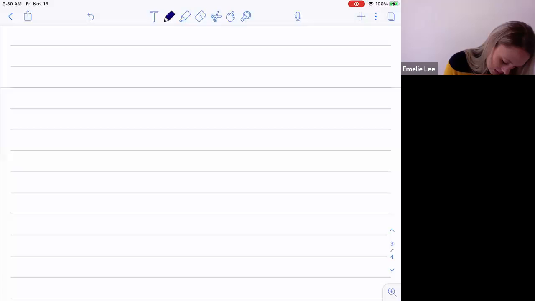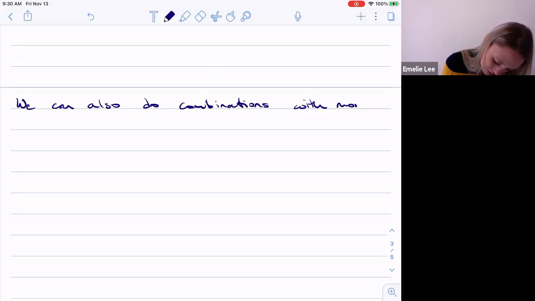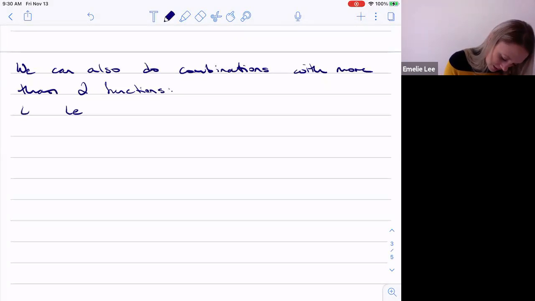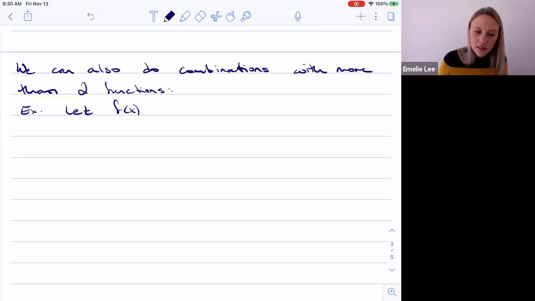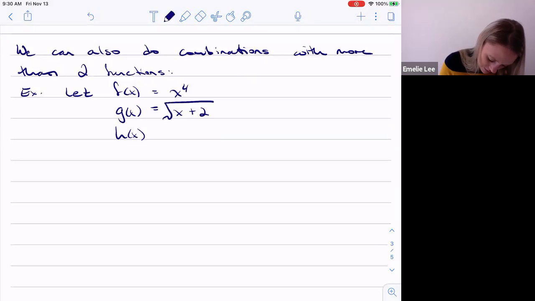So we can also do combinations with more than 2 functions. So if we call it an example, let f of x be x to the fourth. g of x is going to be the root of x plus 2, and h of x is going to be 3x plus 4.